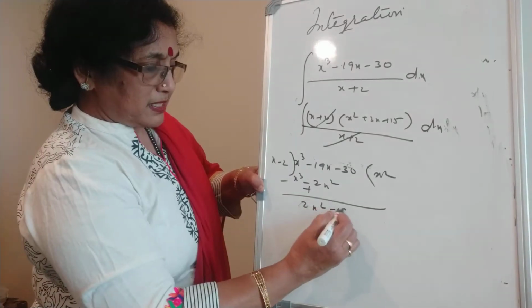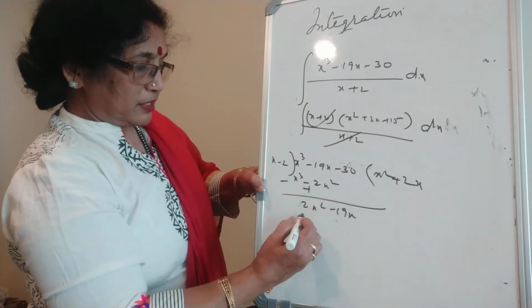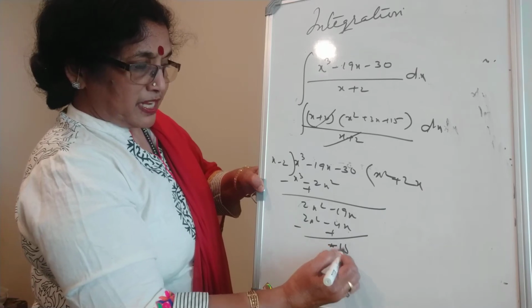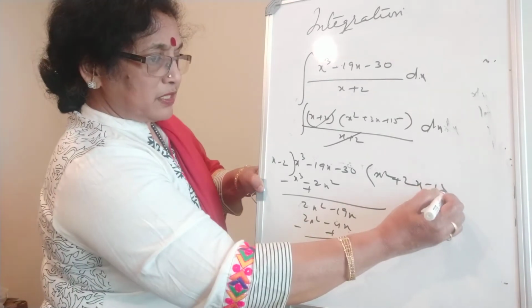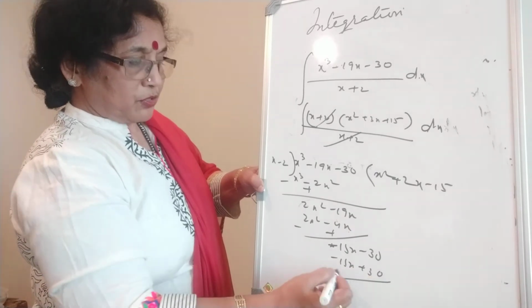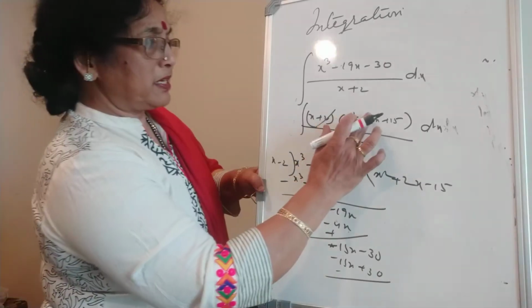That is plus. So 2x square minus 19x. So plus 2x. So that is 2x square minus 4x. Then that is minus 15x minus 30. So minus 15. So minus 15x plus 30. So change this. So the other factor becomes x square plus 2x minus 15.